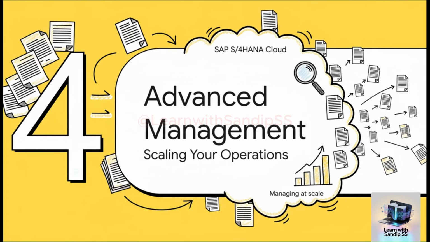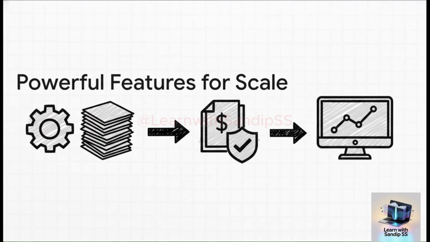Okay, creating one contract is great, but what happens when your business grows, and suddenly you have hundreds or maybe even thousands of them? Well, once you get the basics down, SAP S4HANA Cloud gives you some really powerful tools to manage all of this at scale. And this is where you start seeing some serious time savings. Instead of updating contracts one by one, you can do mass updates. You can have the system automatically run credit checks to lower your financial risk, and you can use built-in reports to see which contracts are actually making you money.